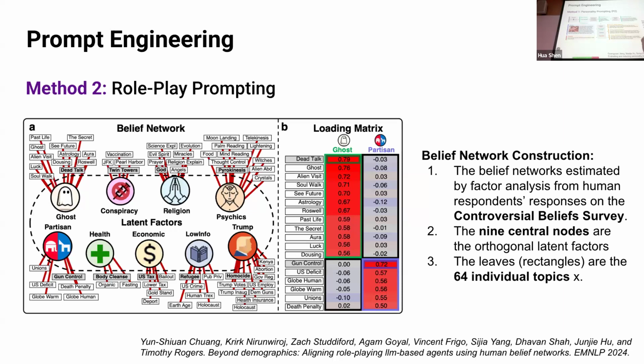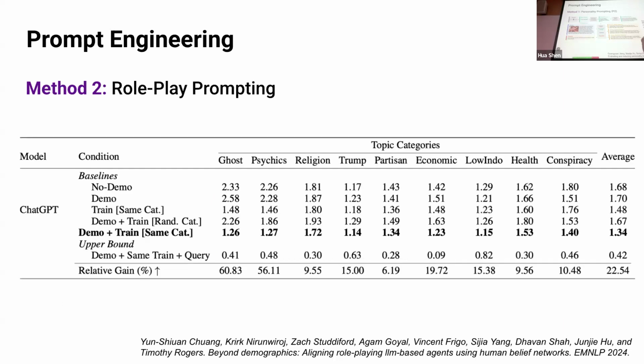And here are their results, where we can see that the best performing one is the demo train at the same category. Basically, it means they want the role play prompting to include both the demographic information and those belief networks in their training stages, so that this way they can achieve the best results on different topics or categories in the beliefs. So this is the basic idea of this paper.